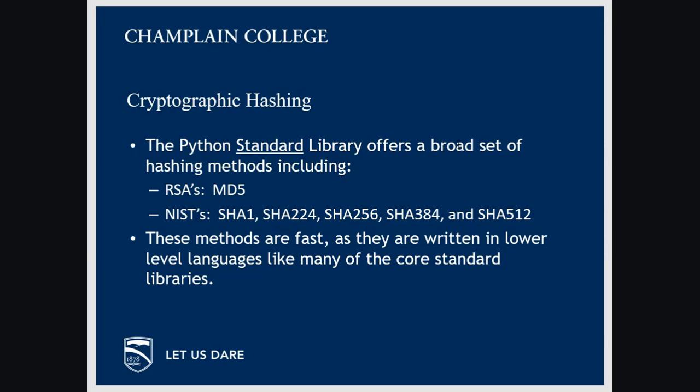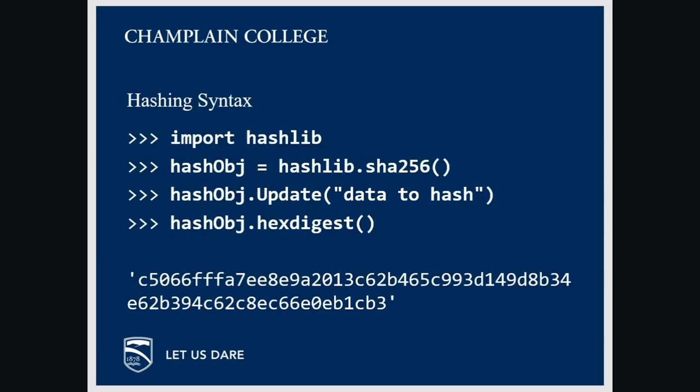These methods are very fast, as they are written in a lower level language, like many of the core libraries are, so they're just as quick as if I was writing this in assembly or C in order to be able to operate. So how do we do this within Python?